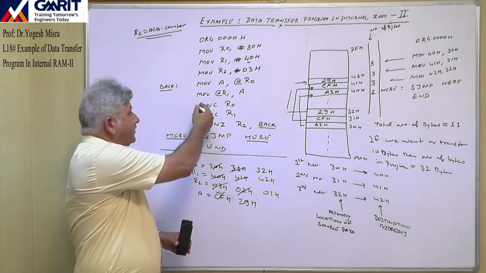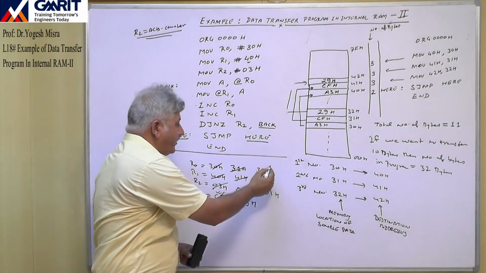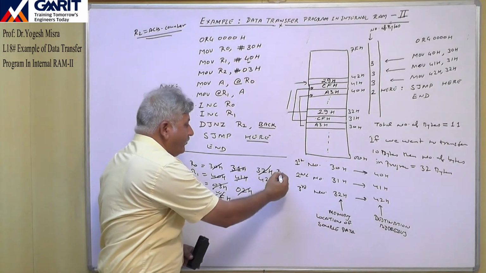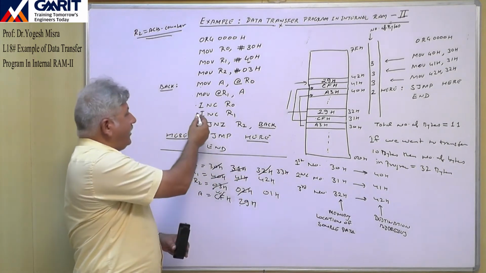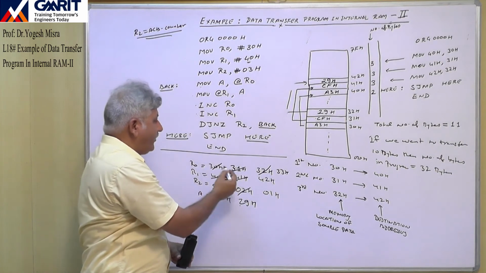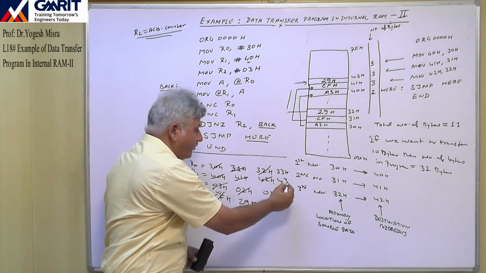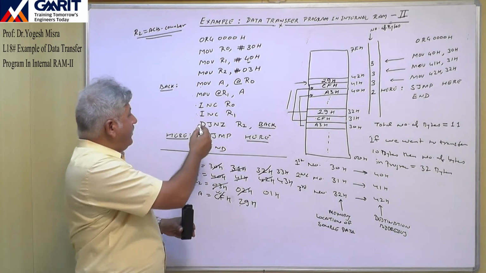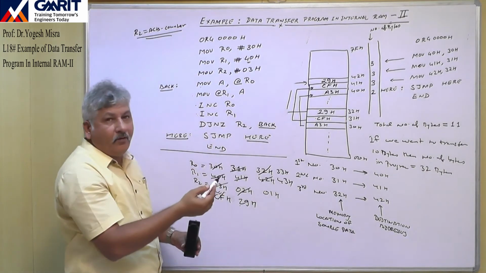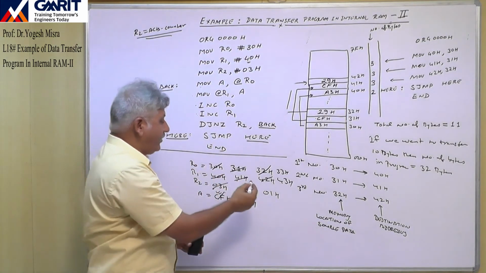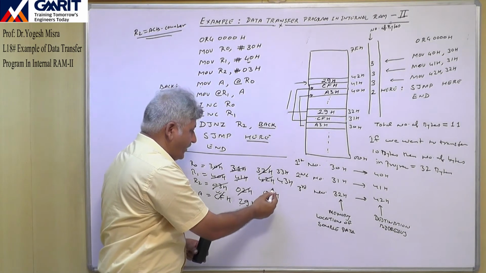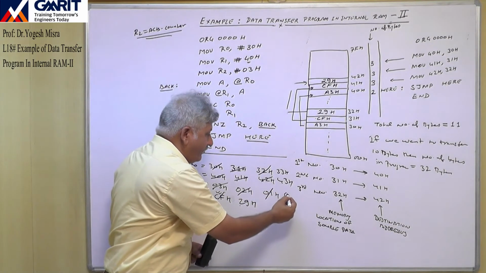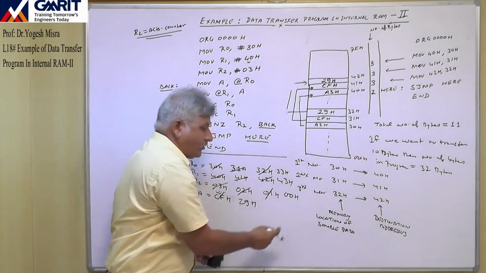After this INC R0. R0 will be increased by 1. From 32 it will become 33H. INC R1. R1 will be increased by 1. It will become 43H. Now DJNZ R2. R2 is decreased by 1. In R2, previously we had 01. Now it will decrease by 1, so it will become 00.